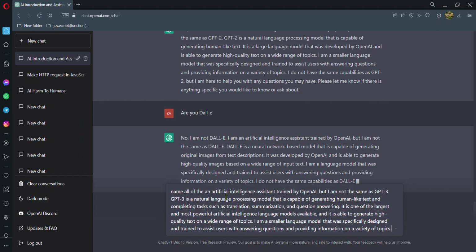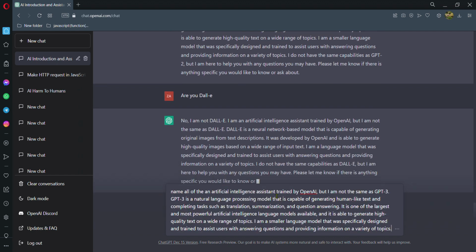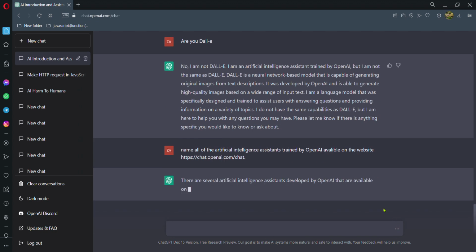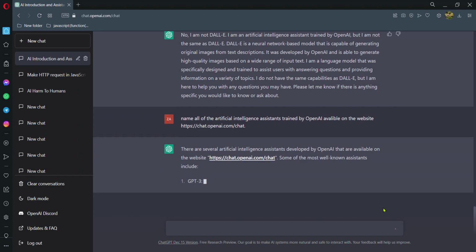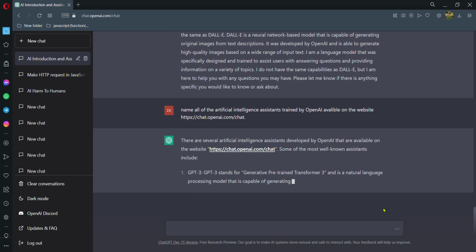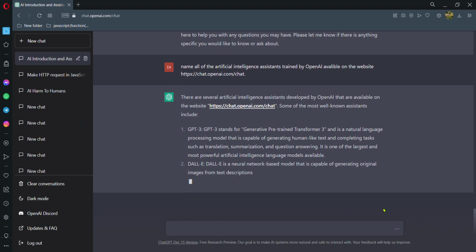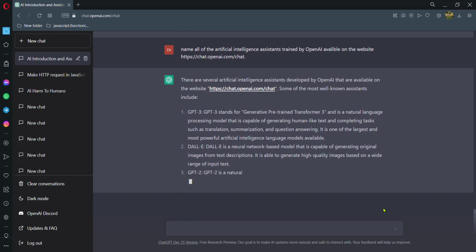Name all of the artificial intelligence assistants trained by OpenAI, available on the website chat.openai.com/chat. There are several artificial intelligence assistants. Some of the most well-known. Okay, so we got GPT-3. It's not GPT-3. DALL-E, it's not DALL-E. And it's not GPT-2.